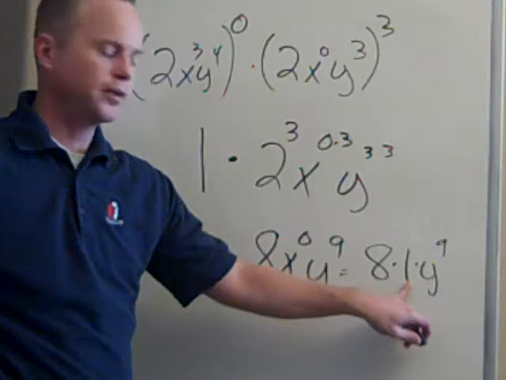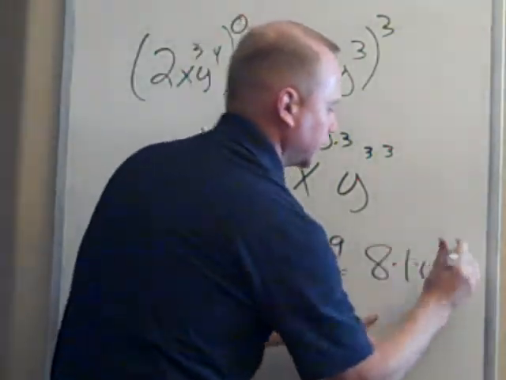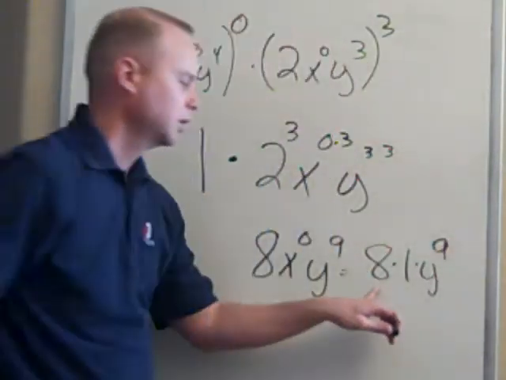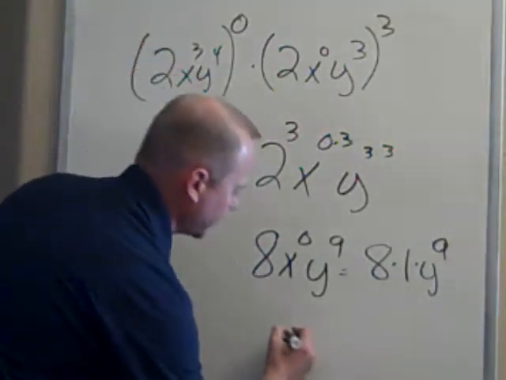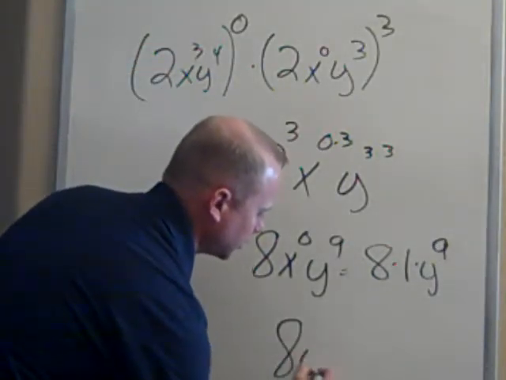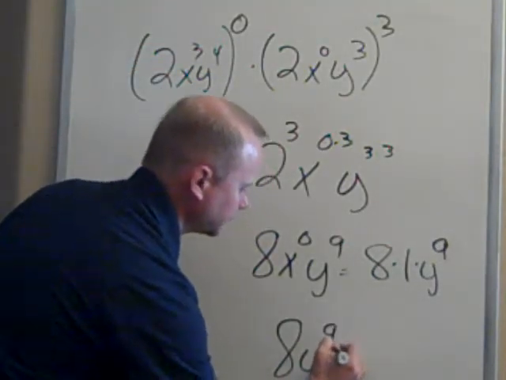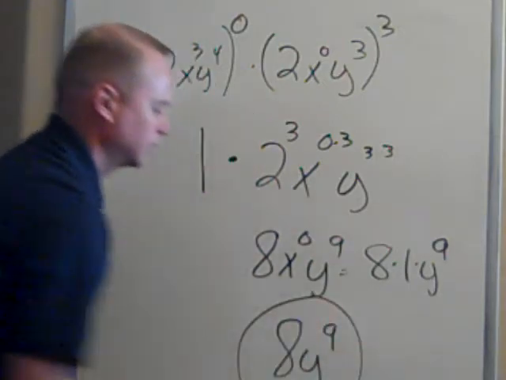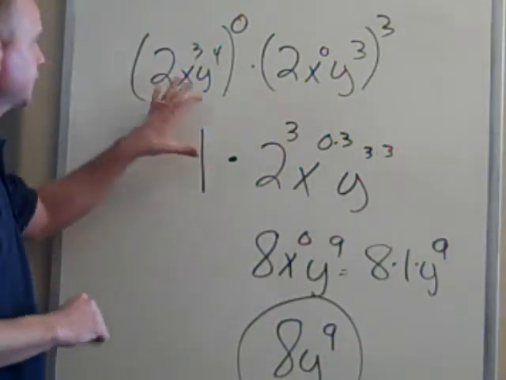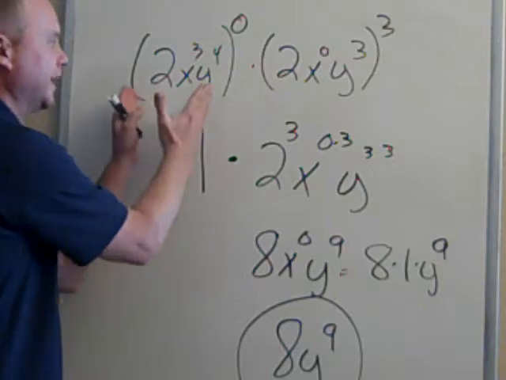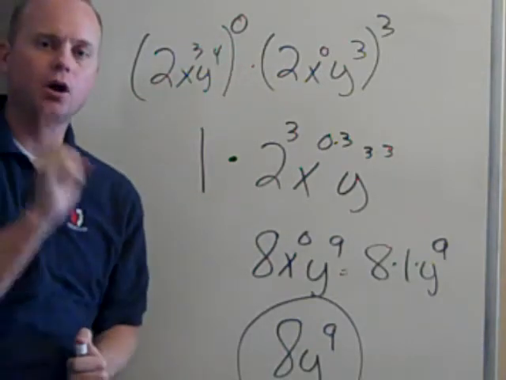Well, we can simplify this one a little bit further. Let me write that 9 a little bit clearer. 8 times 1 is 8. So the way I'd write this in simplest form would be 8y to the 9th. This right here would be your answer. 8y to the 9th. And it sounds fairly complicated, but just remember, anything raised to a 0 power always equals 1.